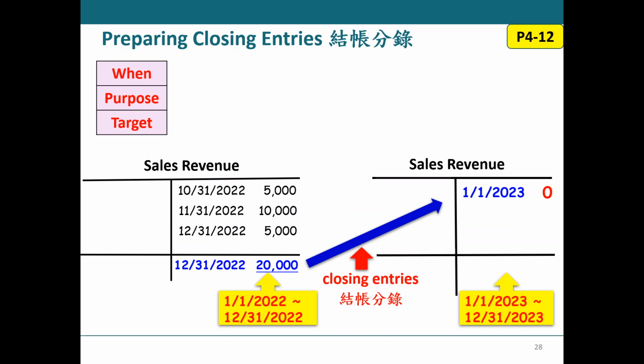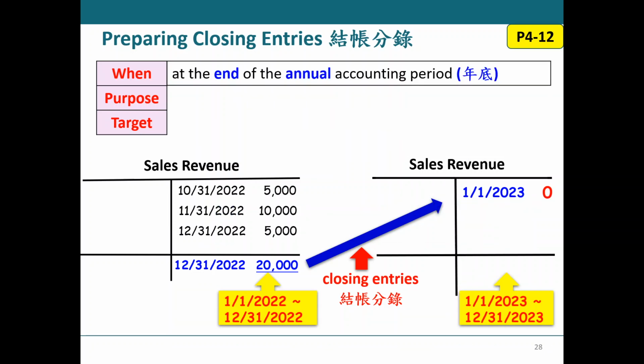So usually when we do our last step, at the end of each year, right? So at the end of each year, we just do it once. So we don't do it quite often. We just do it once for each year. But what's our purpose? We need to do the last step, closing the book.